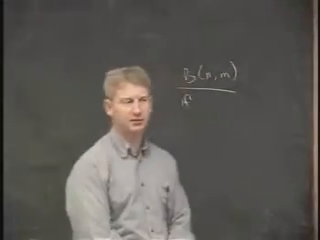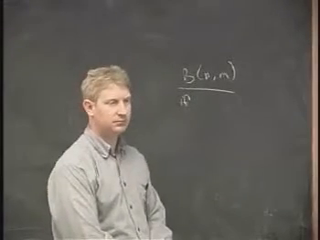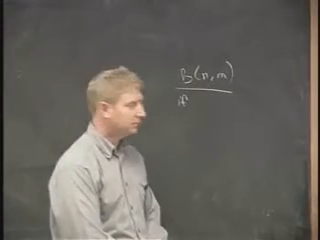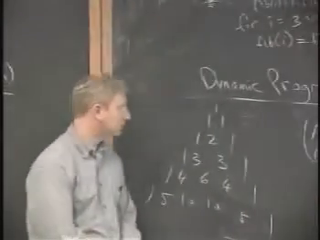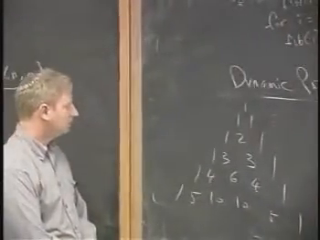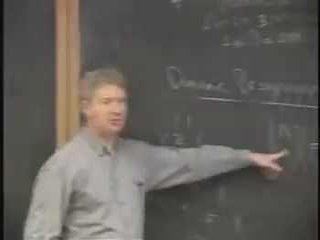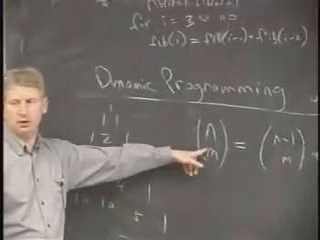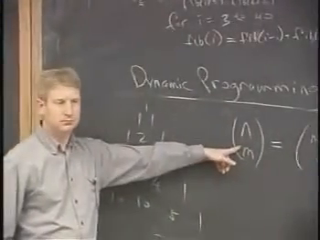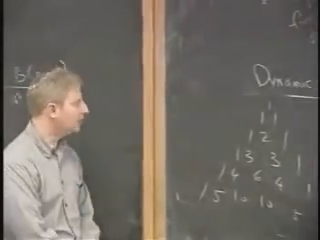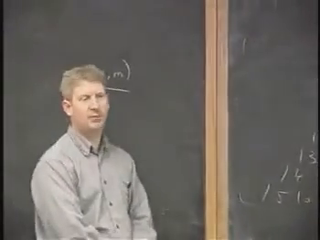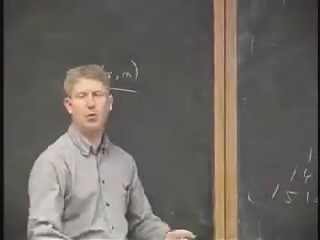What's the base case? 0 choose 0 is 1. 1 choose 0 is 1. 1 choose 1 is 1. Anytime the bottom is 1, there's one way to choose it, right? Anytime the bottom is 0, that's true also. Anytime the bottom is 0 or the bottom is 1, there's one way to choose. So you can stop at 1 or 0.